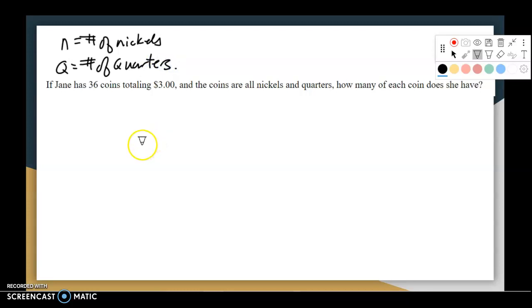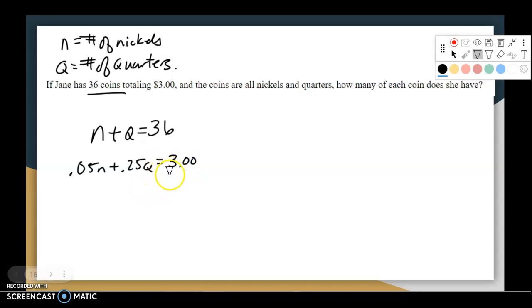All right, so what do I know about the number of nickels and the number of quarters? I know that in total, there's 36 of them. So N plus Q has to be 36. And now, I know that the number of nickels and quarters together make $3. So I need to know how much a nickel and a quarter represent. So a nickel is 0.05 times the number of nickels plus 0.25 times the number of quarters. Together, that's $3, or 3.00, right?